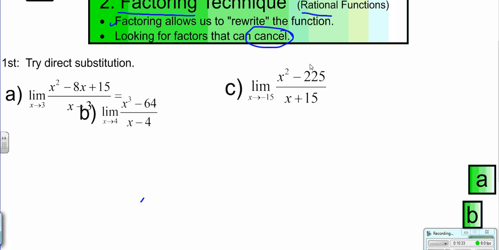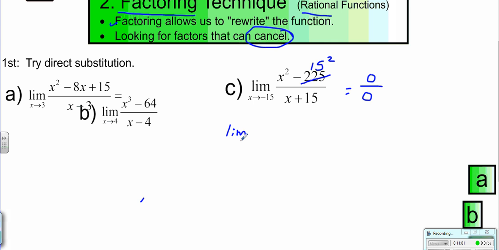x squared minus 225. 225, I like that number. 225 is a perfect square, isn't it? So I could really say that this is the same thing as 15 squared. And now I have a difference of squares, which is very factorable. If I were to put negative 15 into this equation, I would have 225 minus 225 on top, so that gives me 0, and 0 on the bottom, giving me that indeterminate form.